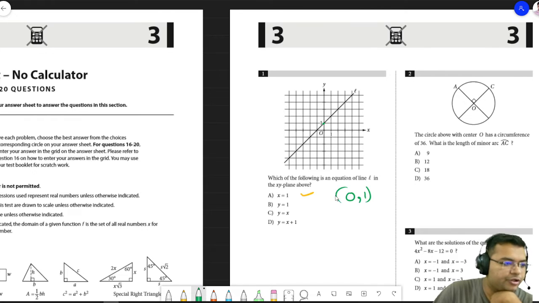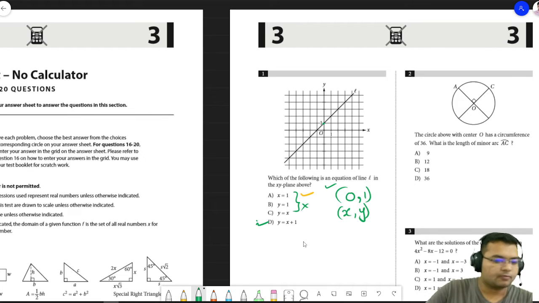So we have to substitute x as 0 and y as 1 in all these equations, and we will be able to know. Satisfying this, we can say that option D is the correct choice because the rest of the options are not satisfying the value.